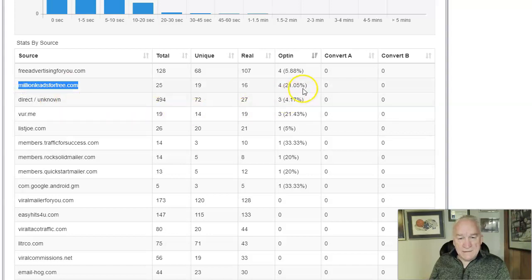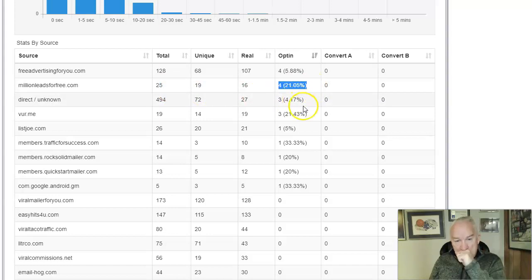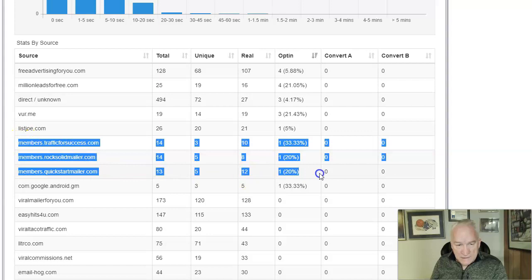And of course, Million Leads for Free, 25 views came out of there, and four opt-ins. These were direct. I sent an email out to my team yesterday and they could have accessed it directly. VUR.me is one of Frank's. That one's in Traffic Zipper. Of course, List Joe, and then these are out of Matthew Graves. Not very many views, but I'd still get leads out of those.